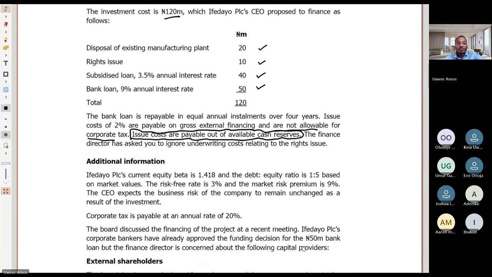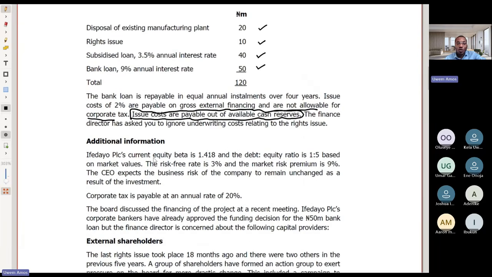Additional information. Ifedayo Plc's current equity beta is 1.418 and the debt to equity ratio is 1.5 based on market values. The risk-free rate is 3% and the market risk premium is 9%. The CEO expects the business risk of the company to remain unchanged as a result of the investment. Corporate tax is payable at an annual rate of 20%.